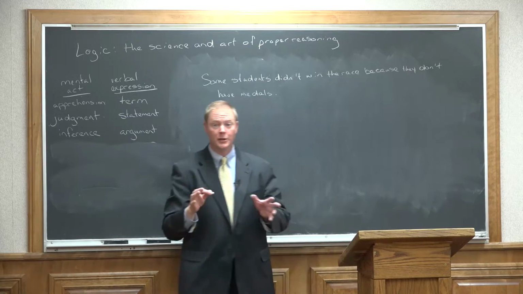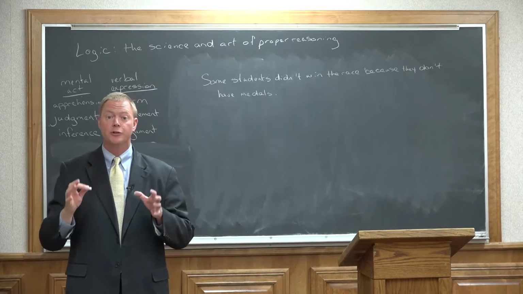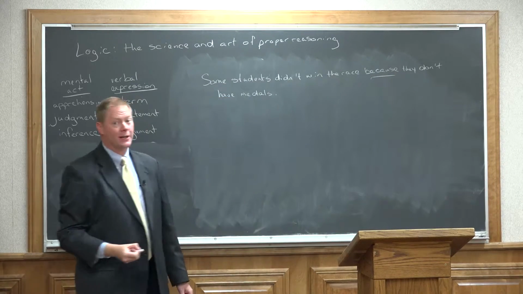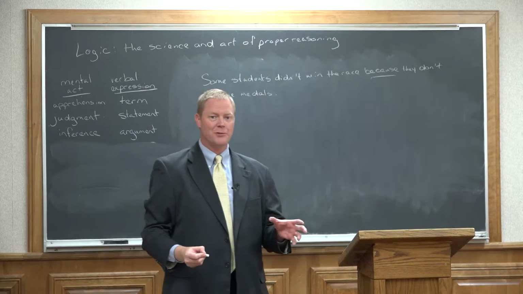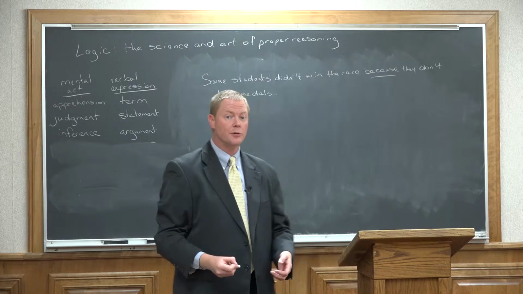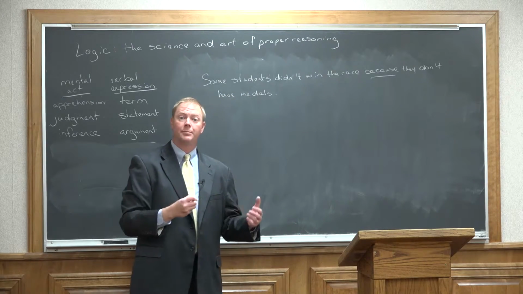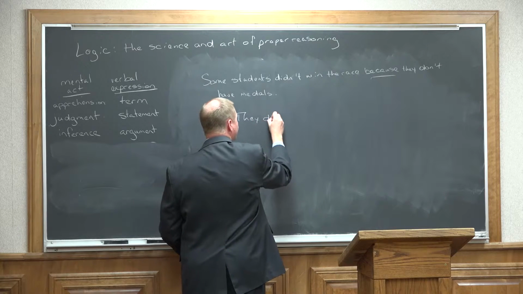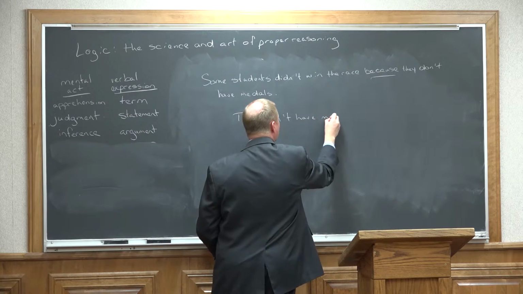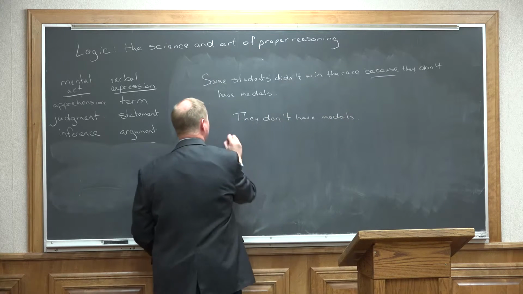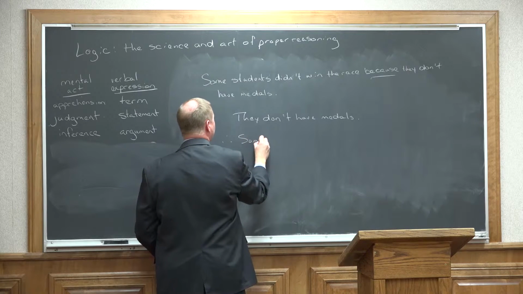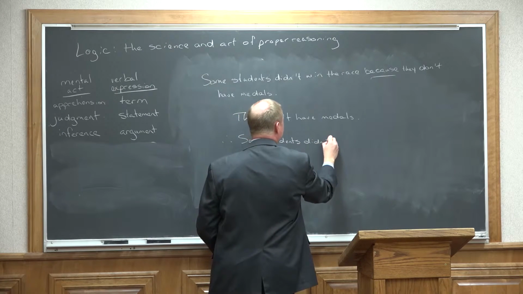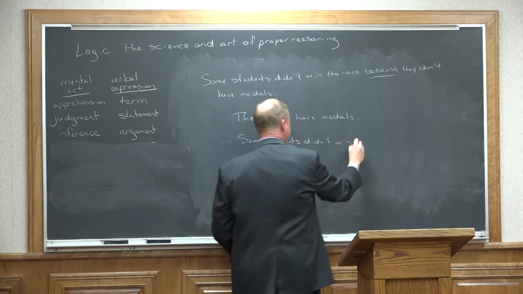All right, so remember again, you listen for the premise or conclusion identifiers. The word because is a premise identifier. I've pointed out to you a couple of times that when you have a premise identifier, what follows will be a premise, what comes before it will be a conclusion. So we know that one premise is missing. Okay? They don't have medals is a premise. Therefore, some students didn't win the race.